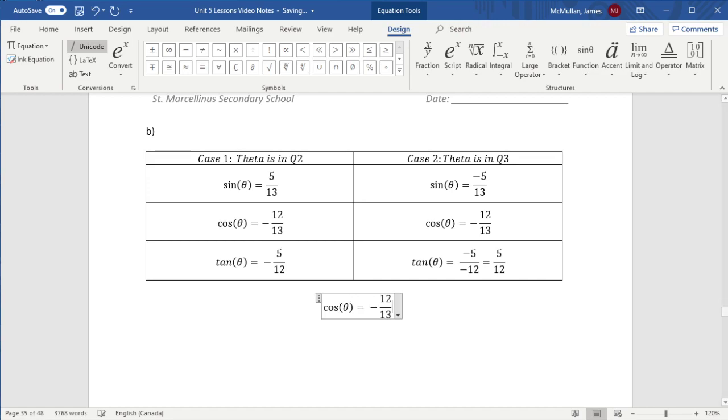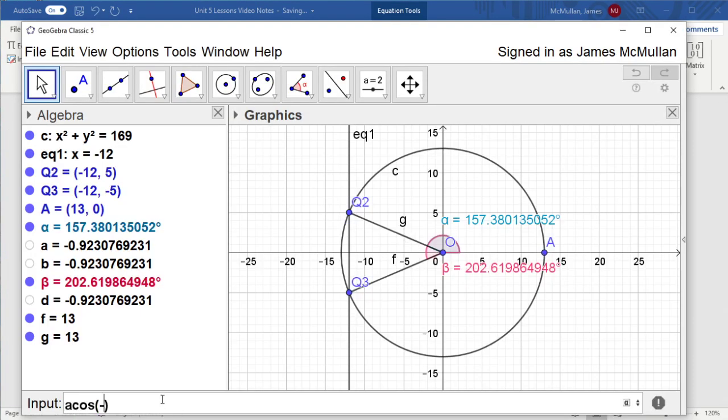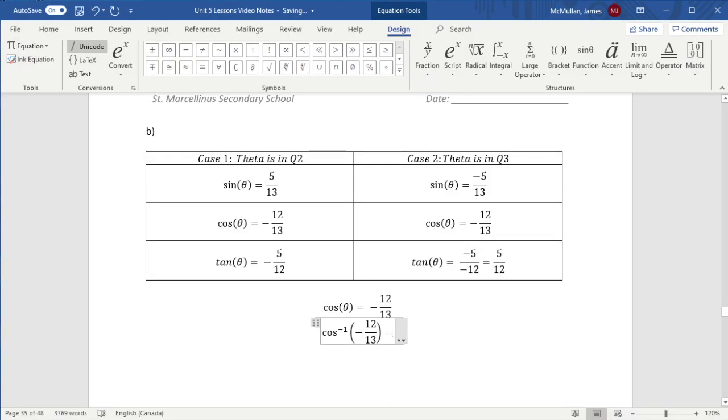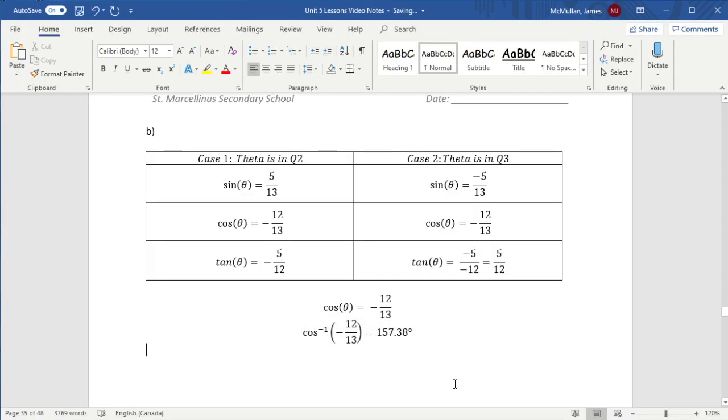So I know that cos is negative 12 over 13. Therefore, I know that the inverse cos of negative 12 over 13 is an important number. So what is the inverse cos of negative 12 over 13? It is 157.38. Now, interestingly, that is one of the answers. That is the quadrant 2 answer. It gave me theta directly, and cos has this unique ability to do that. Only cos can do this.